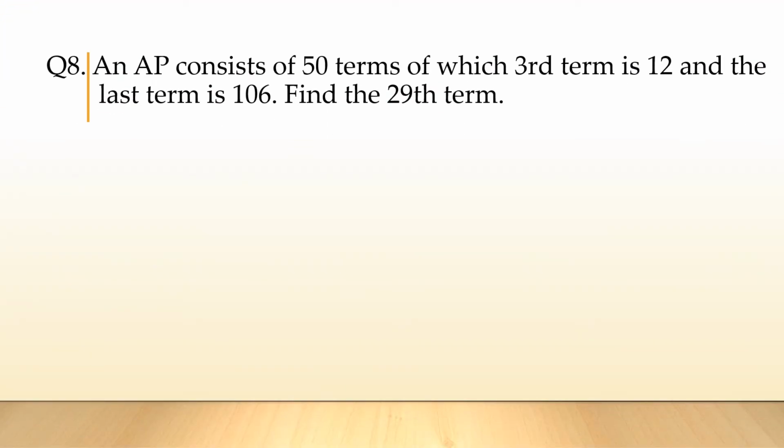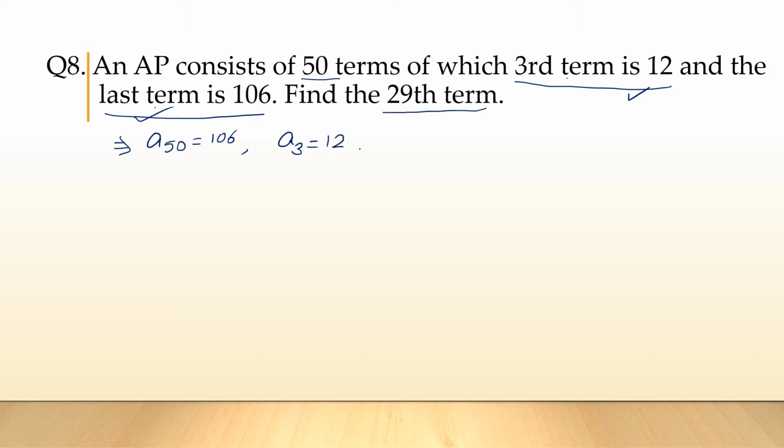Let's do question number 8. An AP consists of 50 terms, of which the third term is 12 and the last term is 106. If you read this question again, you see that there are 50 terms and the last term is 106. So this implies the 50th term is 106. And the third term is 12, so we can write A3 is equal to 12. We have to find the 29th term, so that is A29.